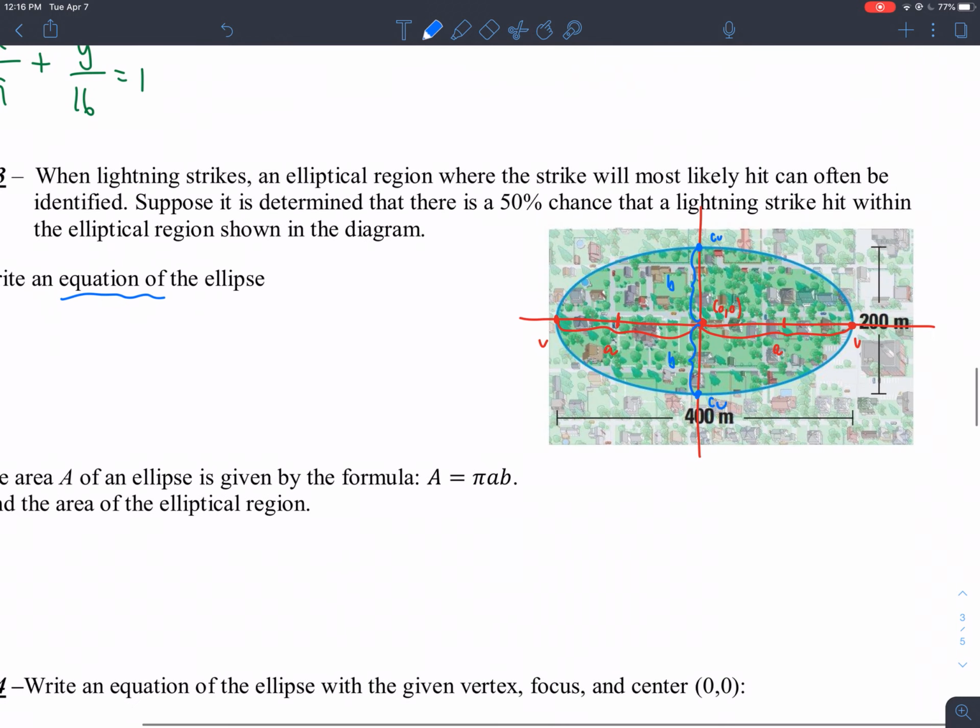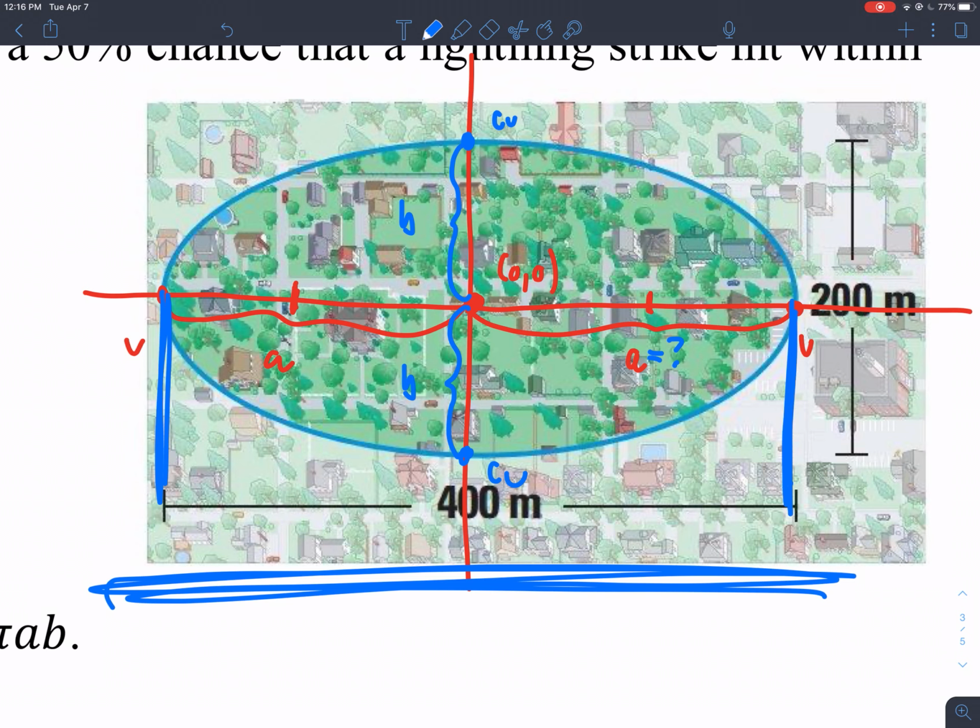What is a? Well, they gave me some information. They said this distance from one vertex to the other is 400. And if the center splits that in half, then this distance must be 200, because 200 plus 200 is 400. So then I know that A is 200, so I can write this. And then what is B?